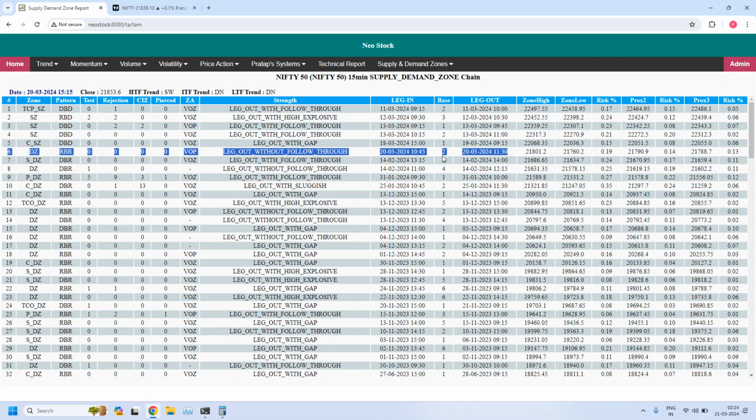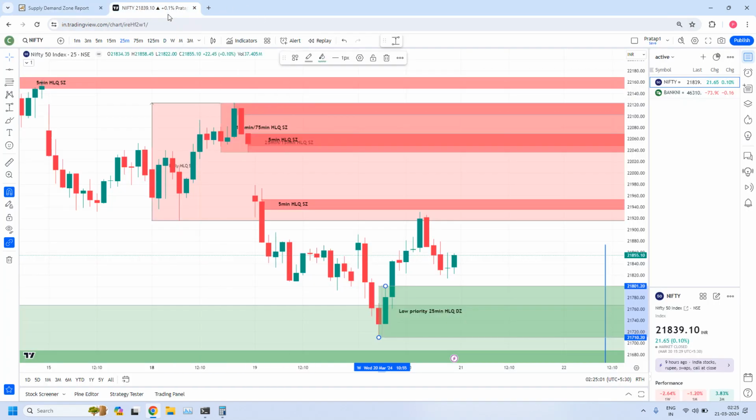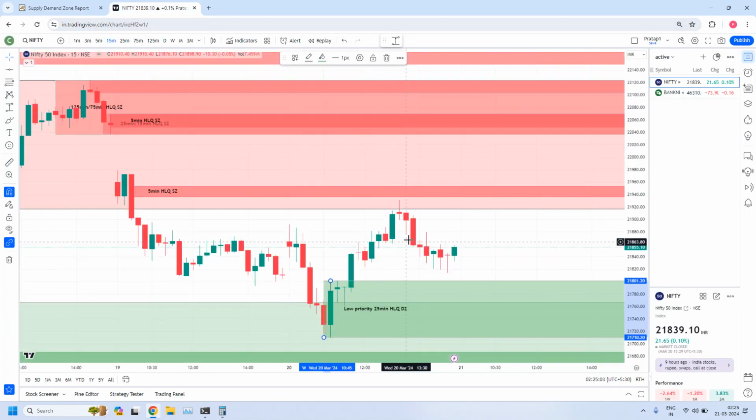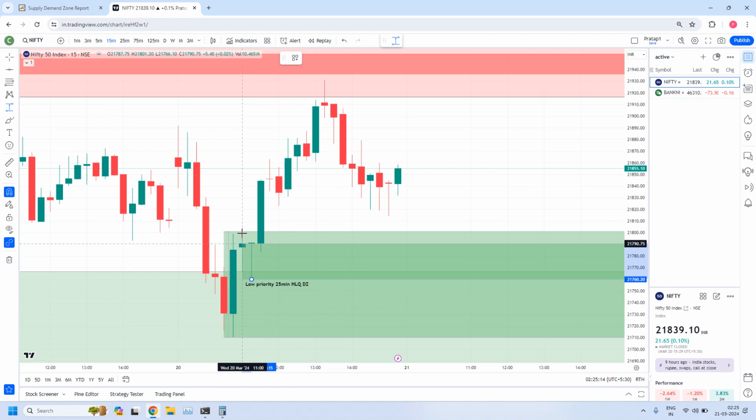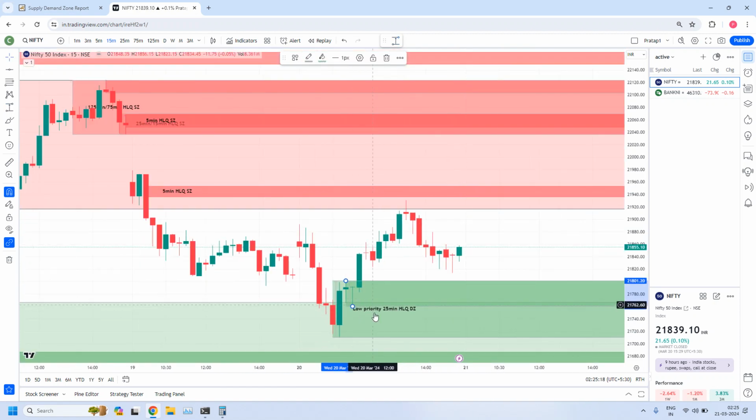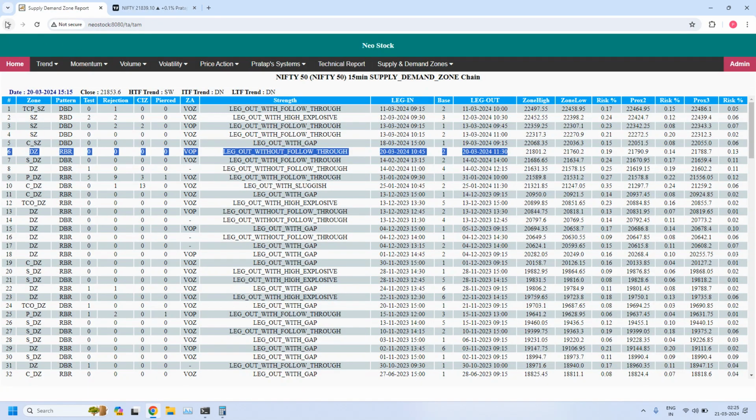Okay, now let's get and draw this zone. This is the 23rd, 10:45, 15 minutes time frame. This is the one. So this is a 15 minute zone inside a low priority high liquidity zone. Okay, we got a zone here. This is the only one inside. Now let's go back and go to the 5 minutes.